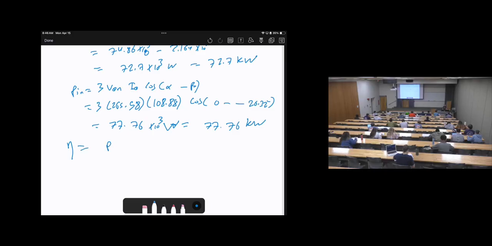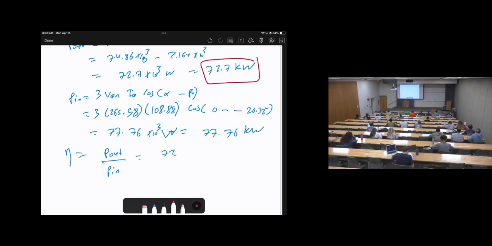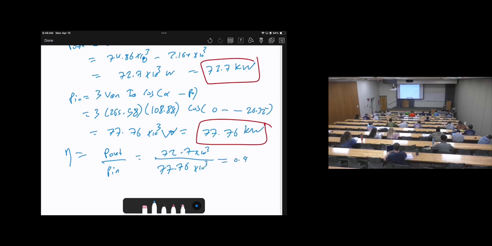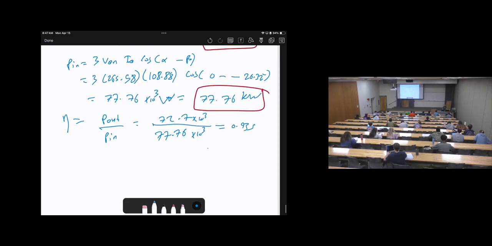Then the last thing is to calculate the efficiency, P out over Pn. P out, we already calculated as 72.7. So it will be 72.7 times 10 power 3 divided by 77.76 times 10 power 3. So the answer will be 0.935, or in other words, 93.5 percent.